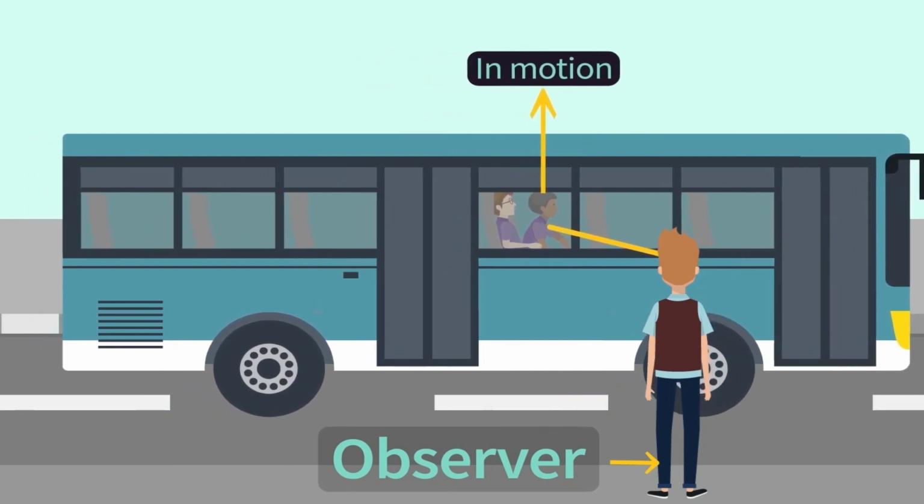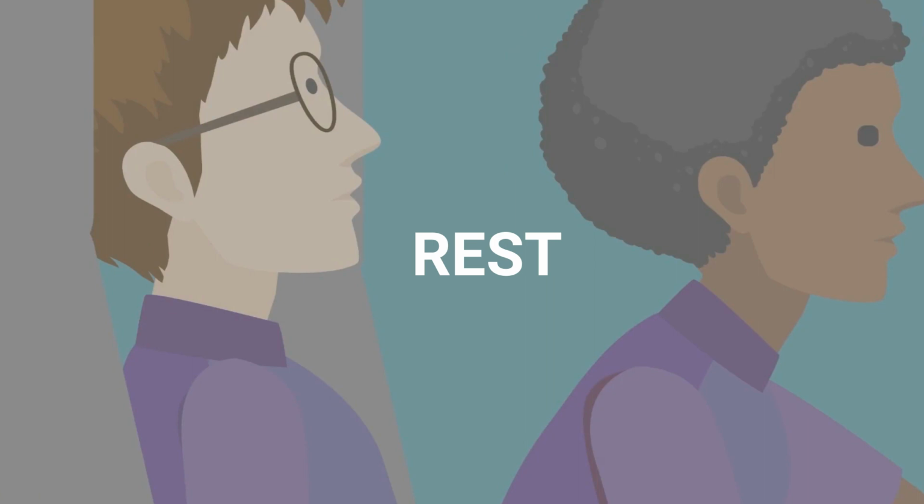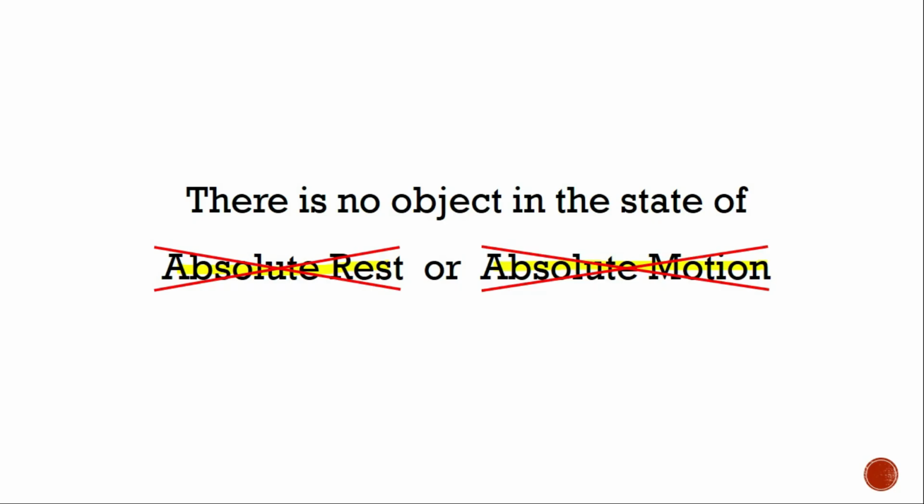Here, even though Ram was in the state of motion with respect to Lakshman, he was always in the state of rest with respect to Shyam, as he never moved from beside him. And this is why I said that there is nothing which is at absolute rest or absolute motion.